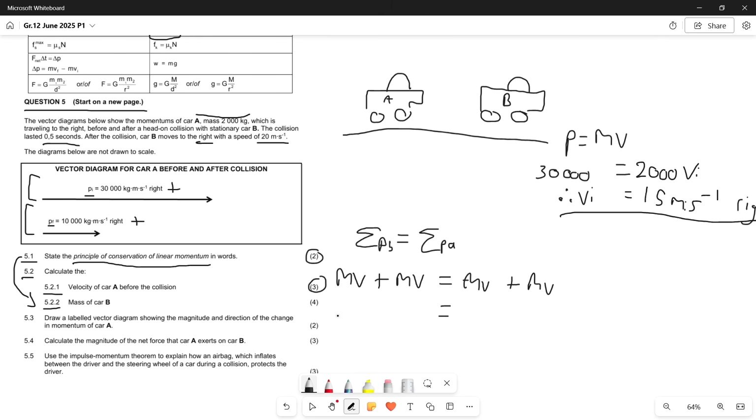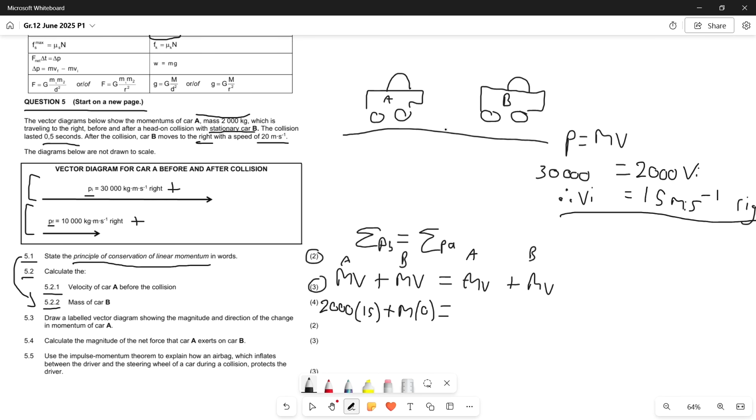Okay, so car A's mass is 2,000, we know this, and its initial velocity before is 15 meters per second. That is what we calculated just now in 5.2.1. So we have the momentum, the mass times velocity of car A. Now we need to add the mass times velocity of car B. The mass of car B is what we want. We don't have that. And its initial velocity is 0. A reminder that it said collided with a stationary car B. So it was initially 0 before these two cars bumped into each other. So this was A before, this was B before, this is A afterwards, and this is B afterwards. So we have the befores, and now the afterwards is what we need.